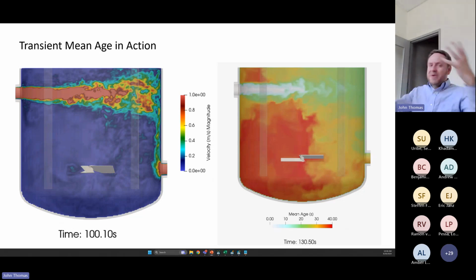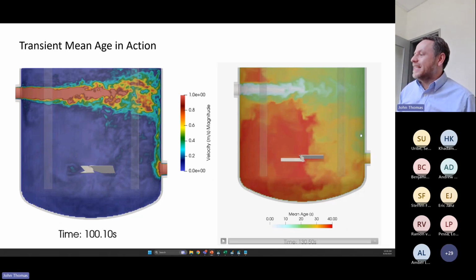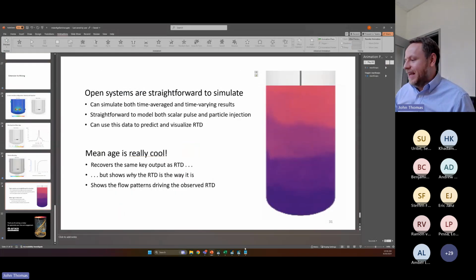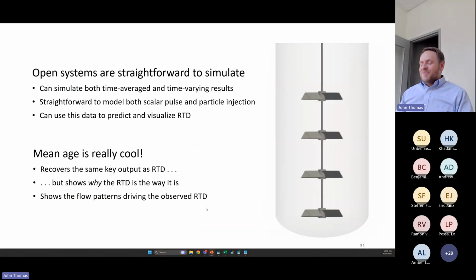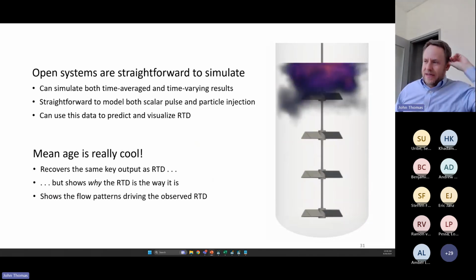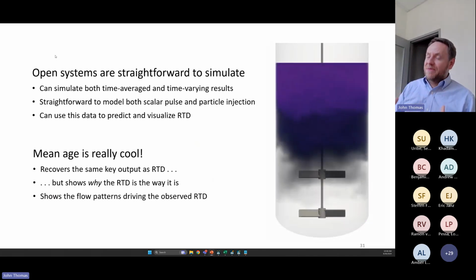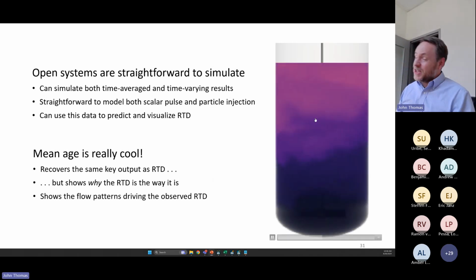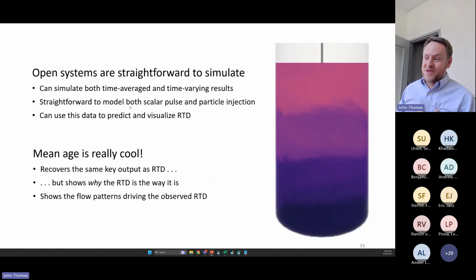That is just illuminating to me, to see what's going on in the vessel and how we can fix it. Sorry, I didn't mean to step back on the slide, but I just think it's such a cool point. Explore mean age. It's not unique to M-Star. You can do it in any solver you want to use, but it works really well in M-Star because M-Star is transient three-dimensional. It's already built in. So I encourage you to use M-Star for your open systems because it's so compelling.